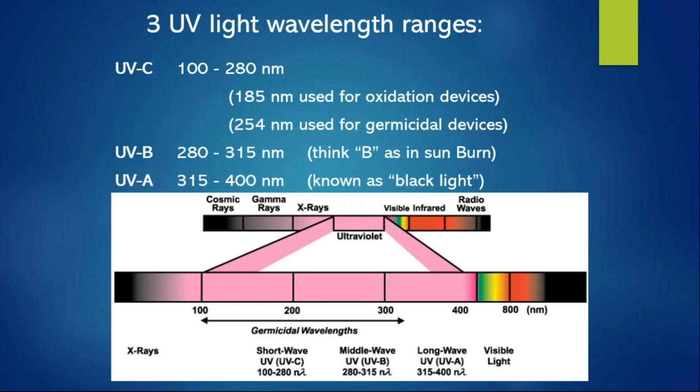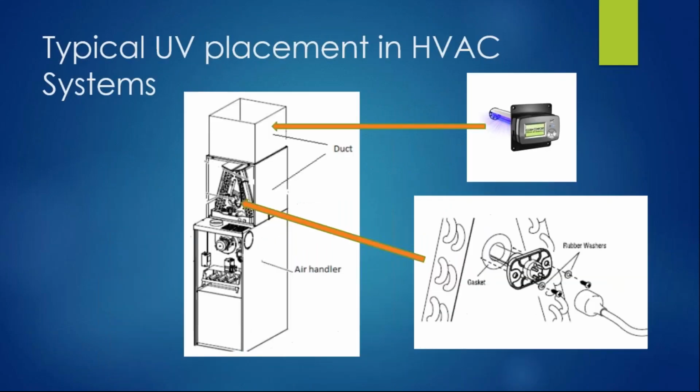There are two different wavelengths that are commonly used to purify things or create a purification method. 185 - just remember the lower the number, the more powerful and stronger it's going to be. So 185 is the strongest that we'll see in our applications, and it's used for oxidation devices, and we'll talk about that in a minute. And then 254 is used for germicidal devices, for shining on surfaces to kill germs.